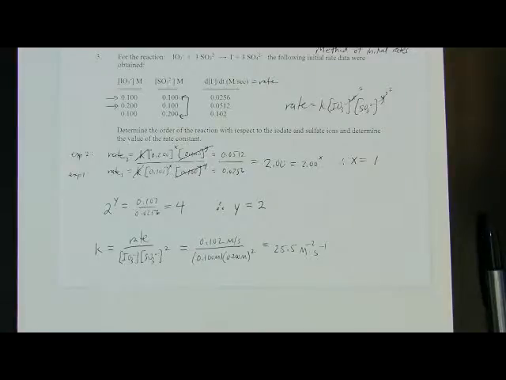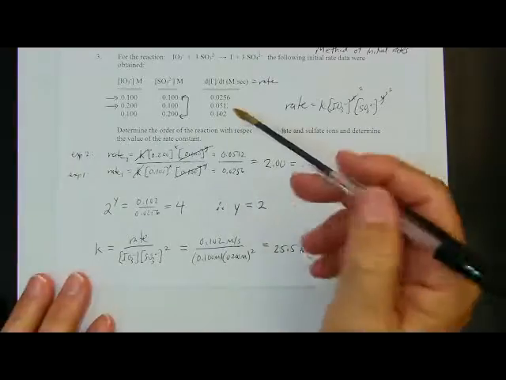Okay, that's called the method of initial rates. And it's a very useful way for chemists to determine orders of reactions. And so once you have the rate law, then you can determine what the rate will be under any circumstance.